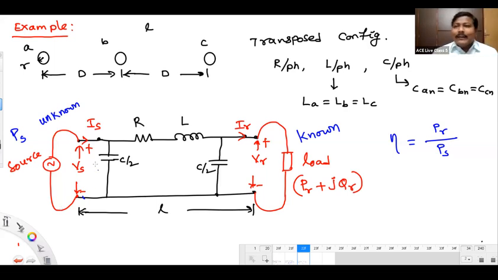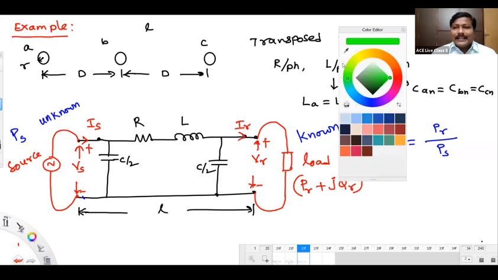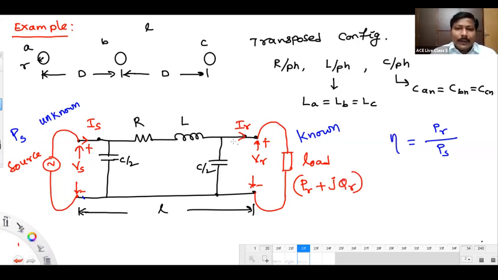To calculate the sending end voltage and current, we have to apply KVL and KCL on this circuit in a simple way. Apply KCL at this node. By knowing this capacitor current, we'll first find out this RL circuit current. Then apply KVL for this loop and find out this voltage. After knowing this voltage, find out this C by 2 current. Then add these two currents together, and you'll get the Is as well as the Vs. So simple. By the application of KVL and KCL, we find the sending end voltage and current, Vs and Is.